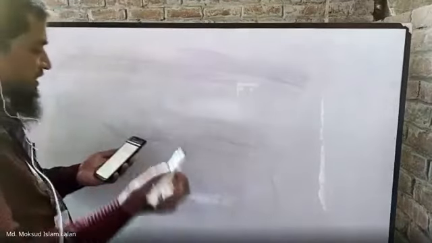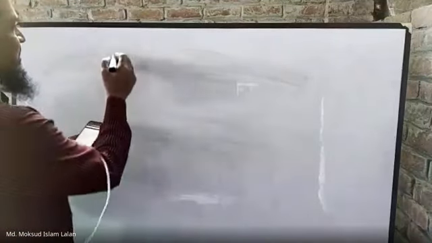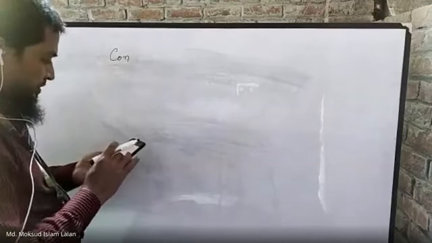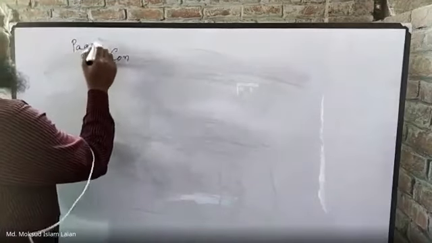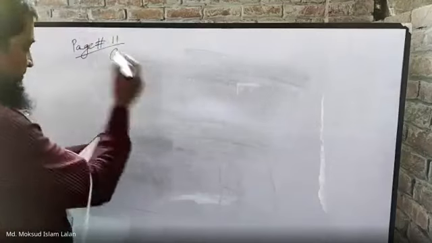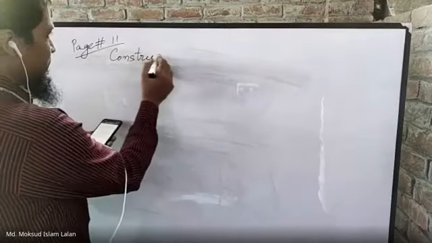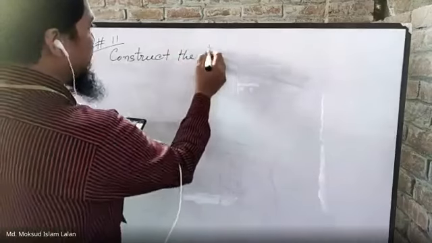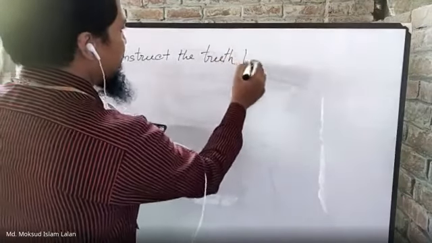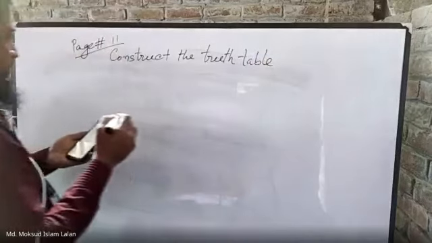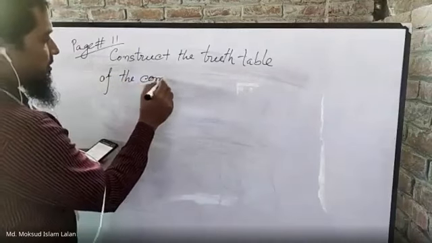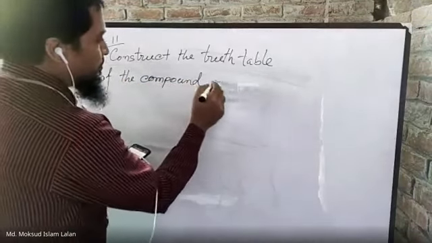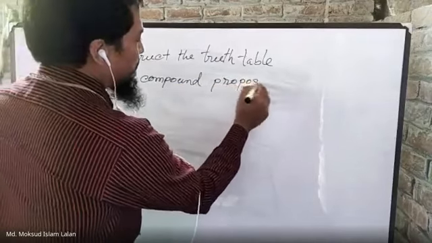There will be a question like this: construct the truth table for the compound proposition. Question is something like this. I am just copying from page number 11, 8th edition book. Construct the truth table of the compound propositions.